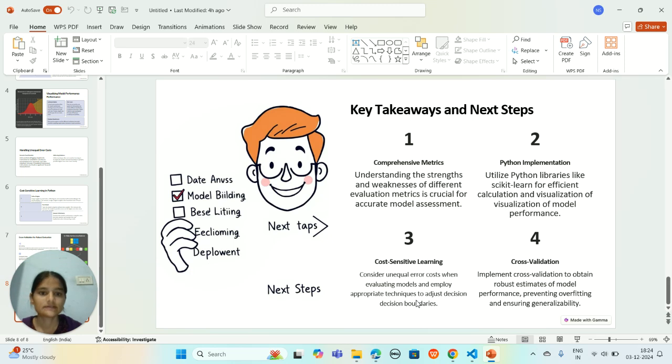The key points are: comprehensive metrics, Python implementation, cost-sensitive learning, and cross validation. First, comprehensive metrics. Understanding the strengths and weaknesses of different evaluation metrics is crucial for accurate model assessment. Python implementation: using Python libraries like scikit-learn for efficient calculation and visualization of model performance. Cost-sensitive learning: consider unequal error costs when evaluating models and employ appropriate techniques to adjust decision boundaries. Cross validation: implement cross validation to obtain a robust estimate of model performance, preventing overfitting and ensuring generalization.